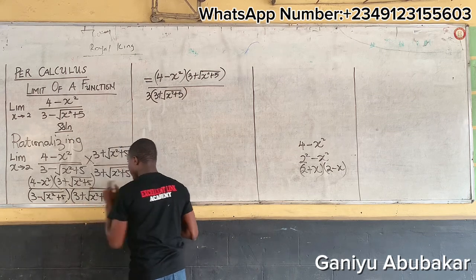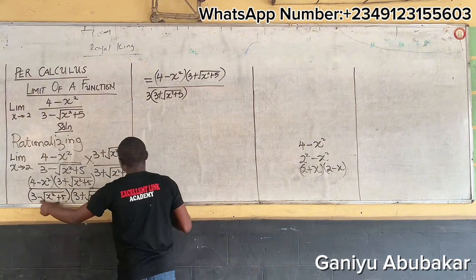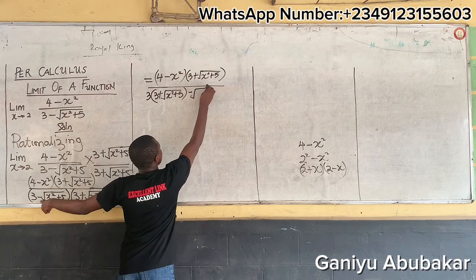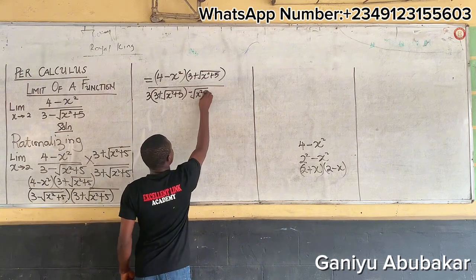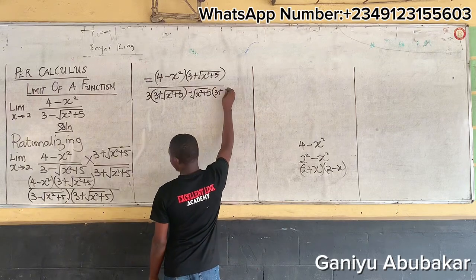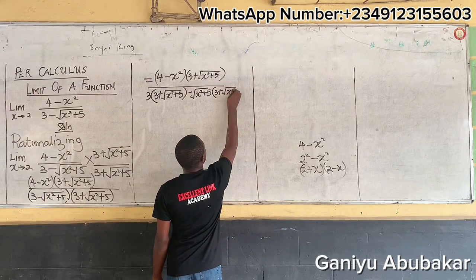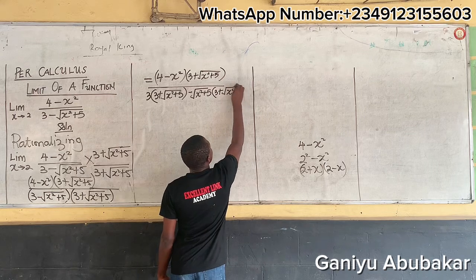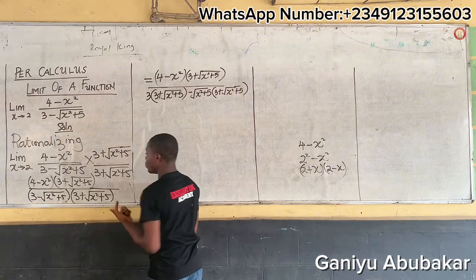Pick out the first term, everything. The second term is a negative what? Root x squared plus 5 into everything here, 3 plus root x squared plus 5. This has to expand the brackets.